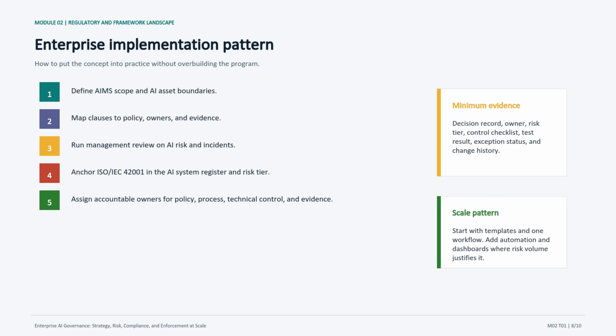The minimum evidence box is deliberately concrete. A decision record, owner, risk tier, control checklist, test result, exception status, and change history are the kinds of artifacts that make governance defensible. After implementation, the useful classroom move is to compare mature habits with common mistakes, because that is where teams usually recognize their own gaps.